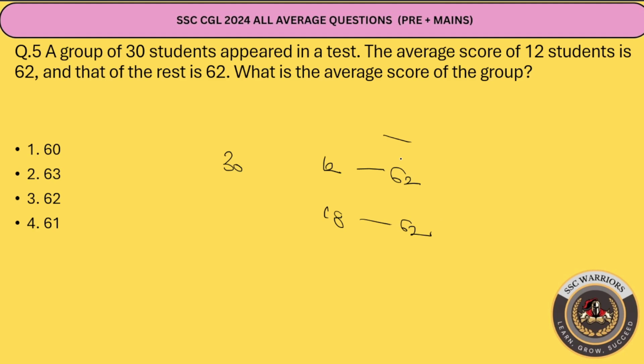Now we know that the average of the first 12 students and the remaining 18 students is also 62. The average is the same for all the students, either the initial 12 students or the final 18 students. So there will be no change and no impact on the average. So the average will be the same, that is 62.